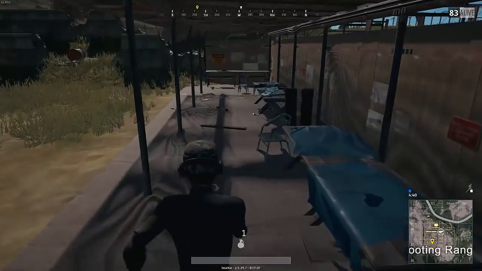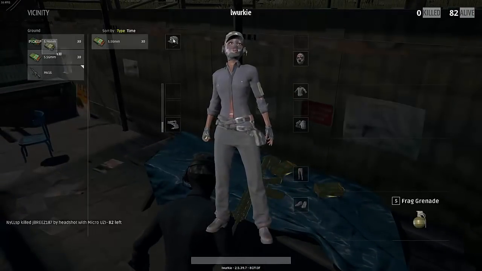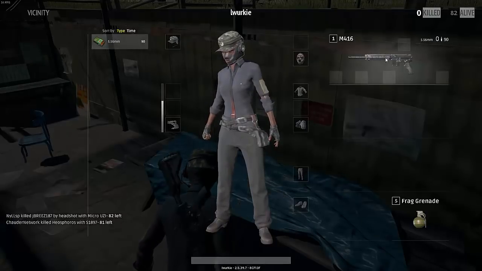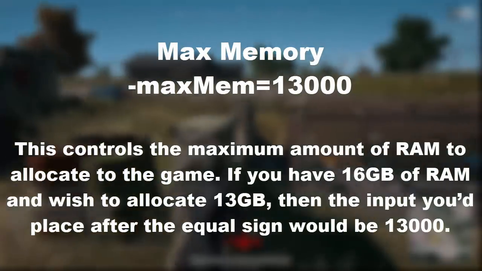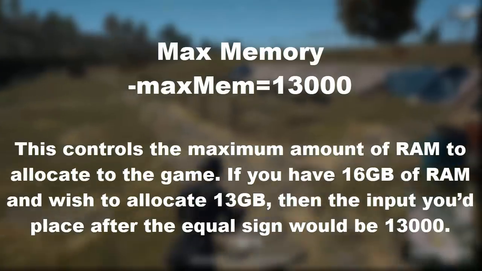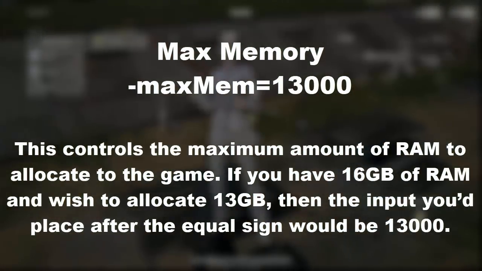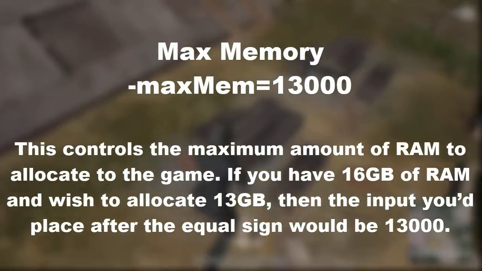Next up, we have the max memory. This basically controls the amount of RAM you allocate towards the game. If you have 16 gigabytes of RAM, you'd want to allocate 13 gigabytes. And this is what you would type: dash max mem equals 13,000. That is in megabytes, so that changes over to gigabytes. That'd be 13 gigabytes of RAM.